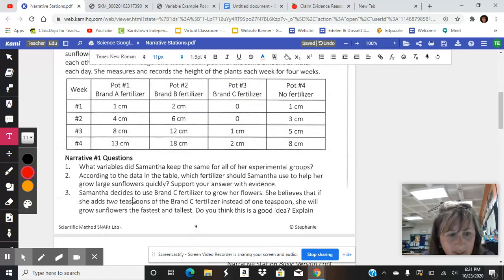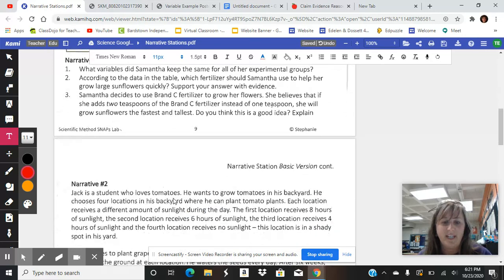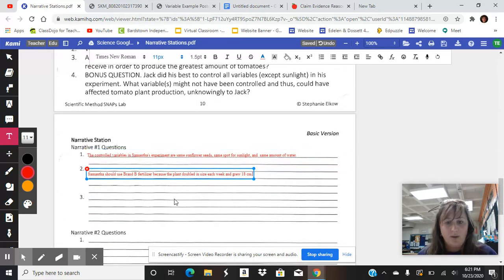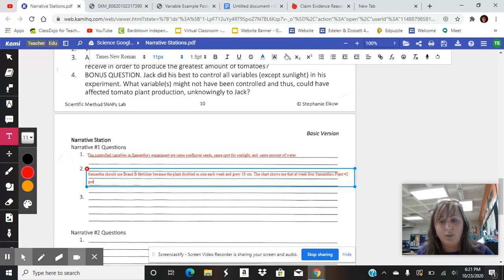Okay, yes. Support your answer with evidence. So we're going to back it up with evidence from the text. So the chart shows me that at week 4, Samantha's plant, or plant number 2, grew 18 centimeters, which was the highest. Very good.